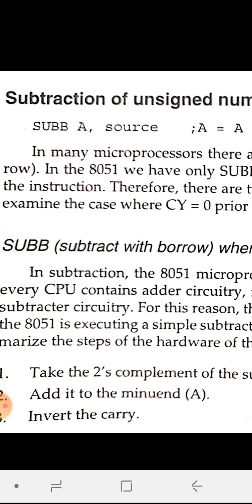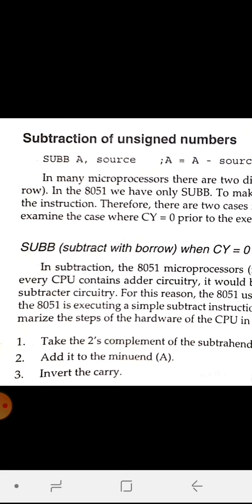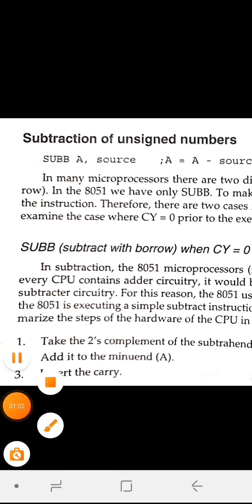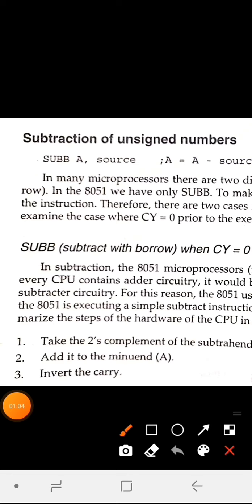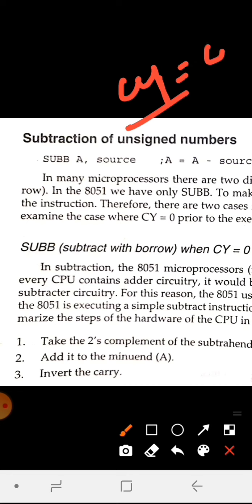So when we perform subtraction, there are two cases: when we take carry equal to 0, and when we take carry equal to 1. Here, carry means we are taking borrow. With respect to addition, CY is used to represent the carry. With respect to subtraction, CY is used to represent the borrow. So before we execute the SUBB operation, there are two conditions: CY equal to 0 and CY equal to 1.